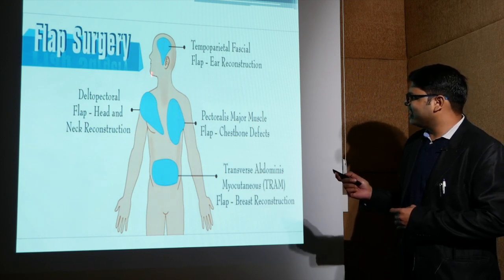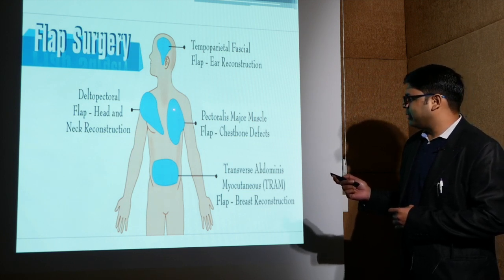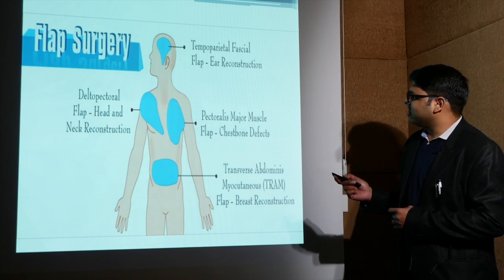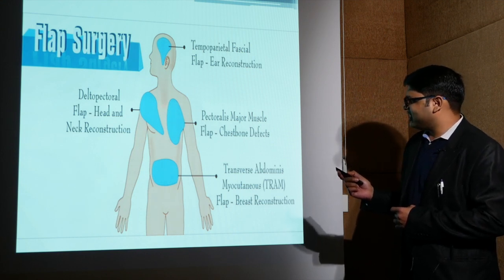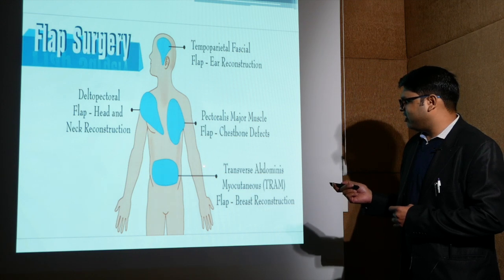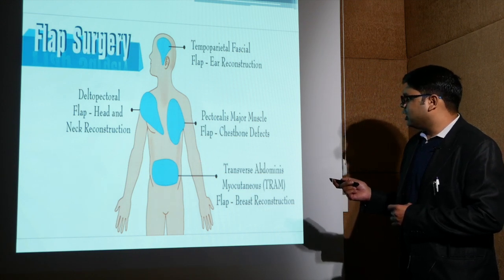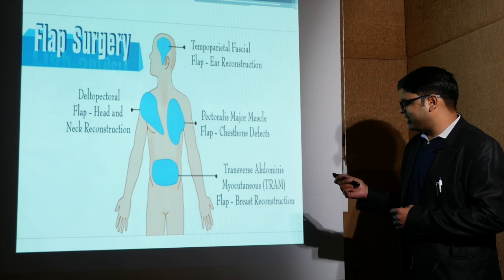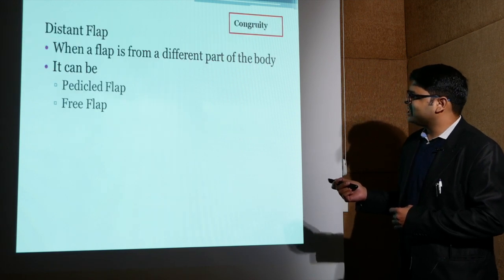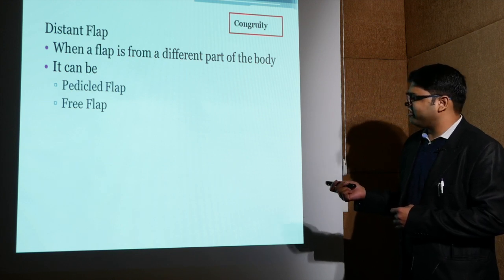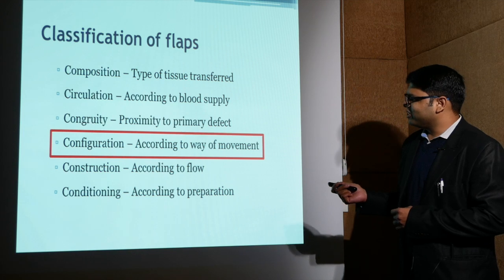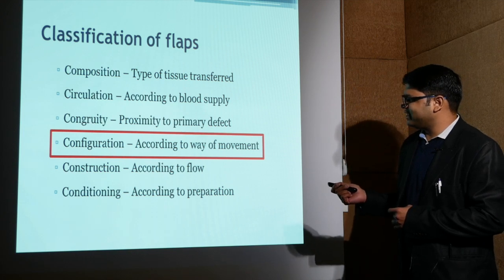These are a few regional flaps. For neck reconstruction, we use the pectoralis major flap and the deltopectoral flap. For the face, the temporoparietal fascia flap, and for the hand, we use the reverse radial forearm flap. These are the regional flaps. And third is the distant flap. It is taken from a different part of the body, and distant flaps can be pedicled flaps or free flaps.